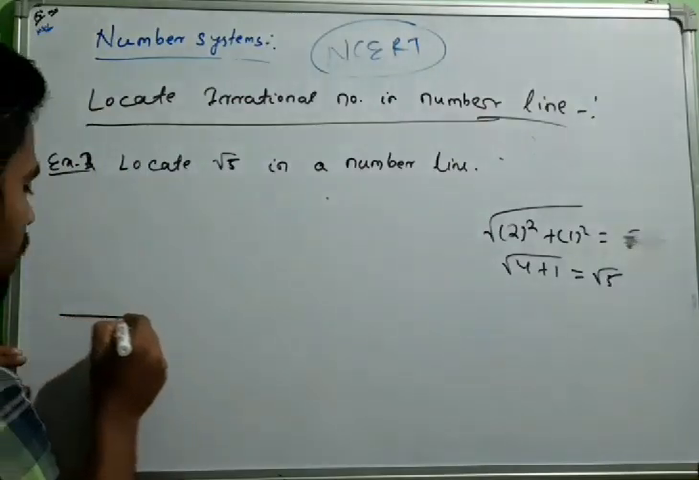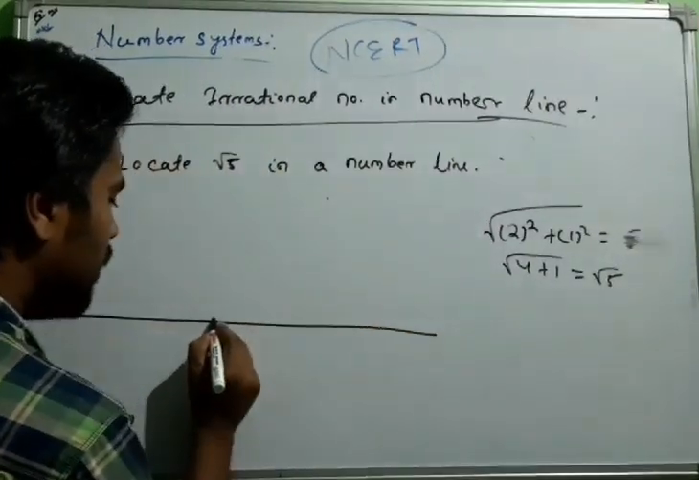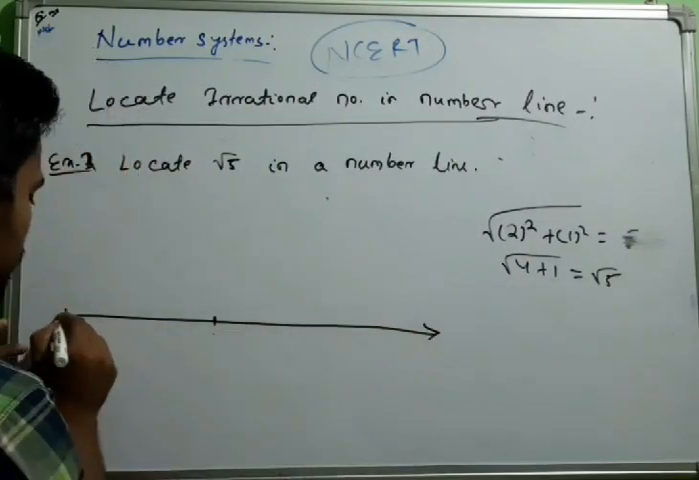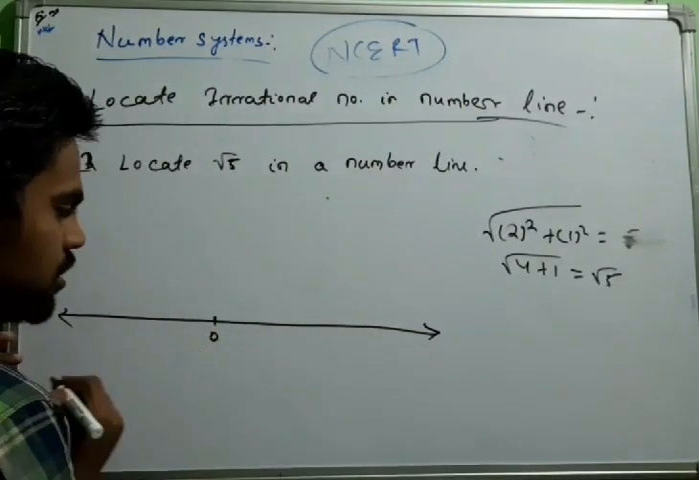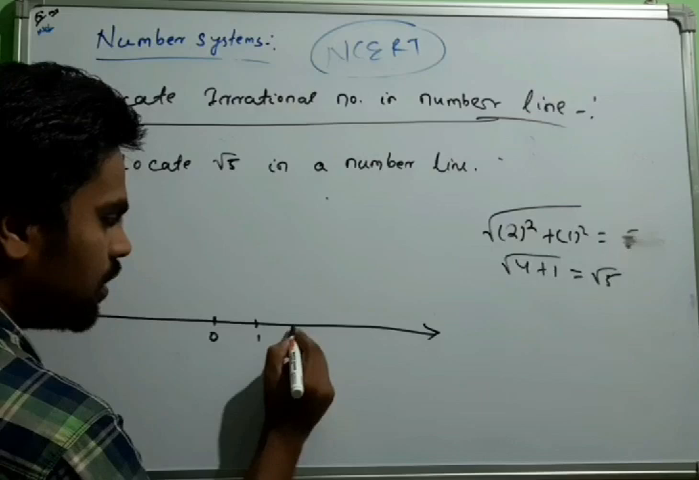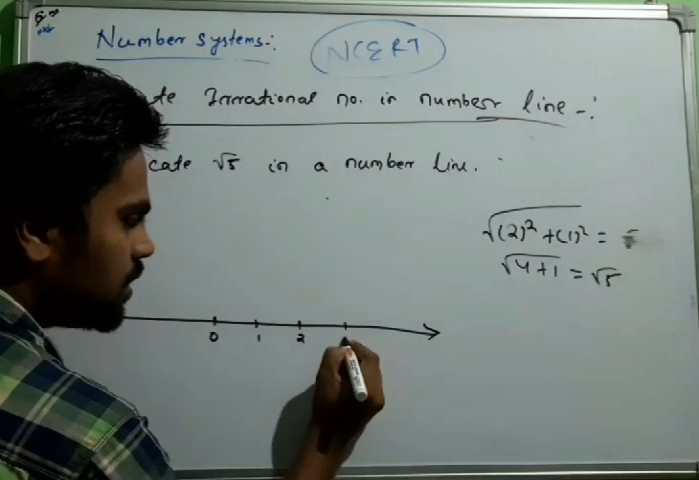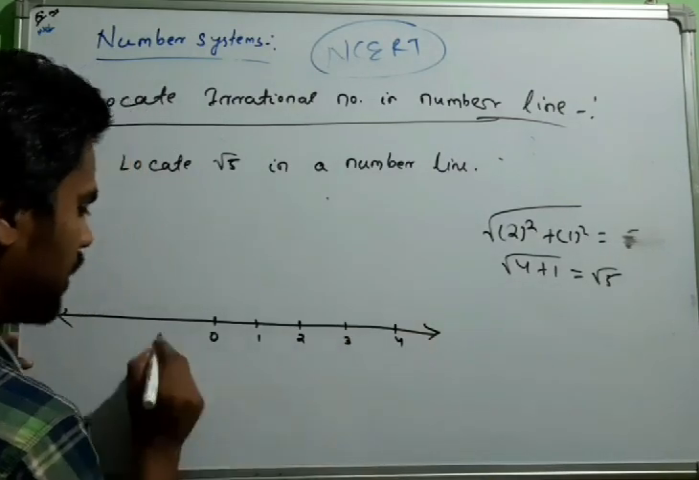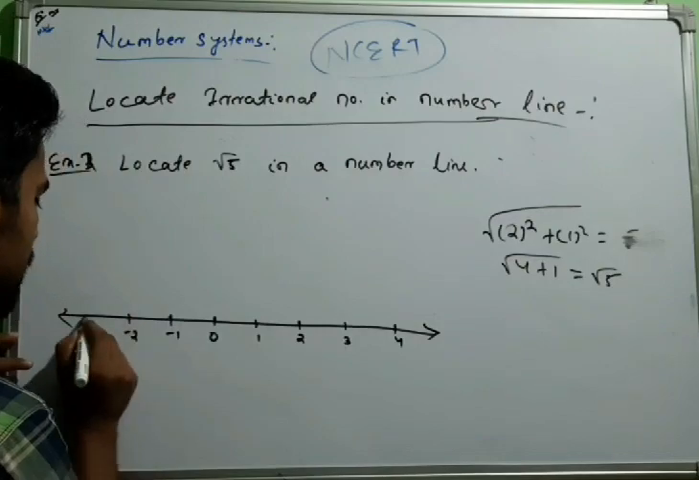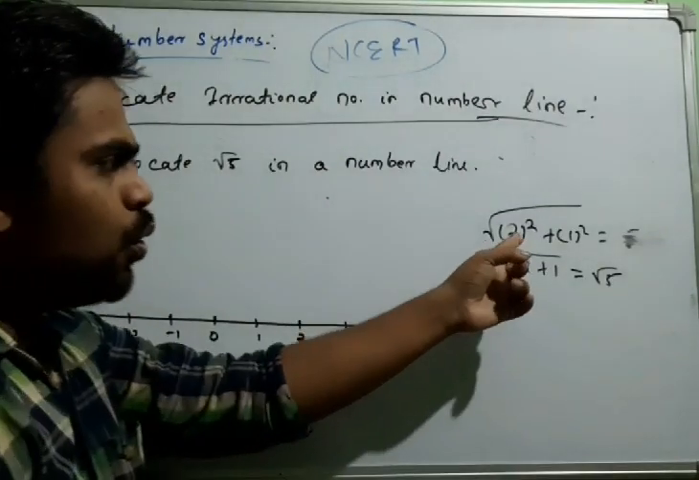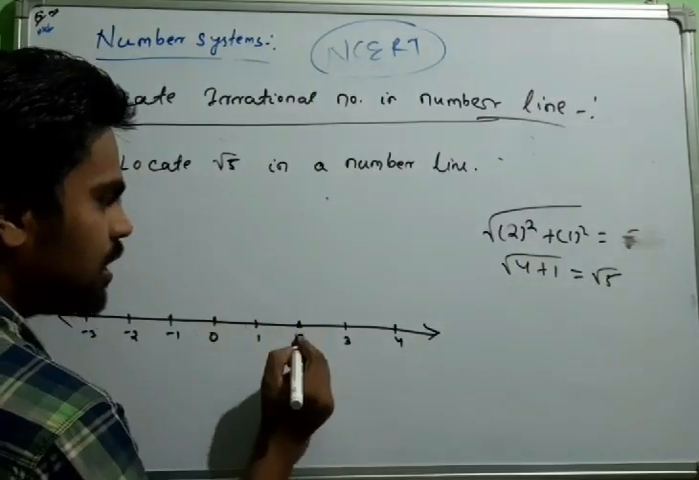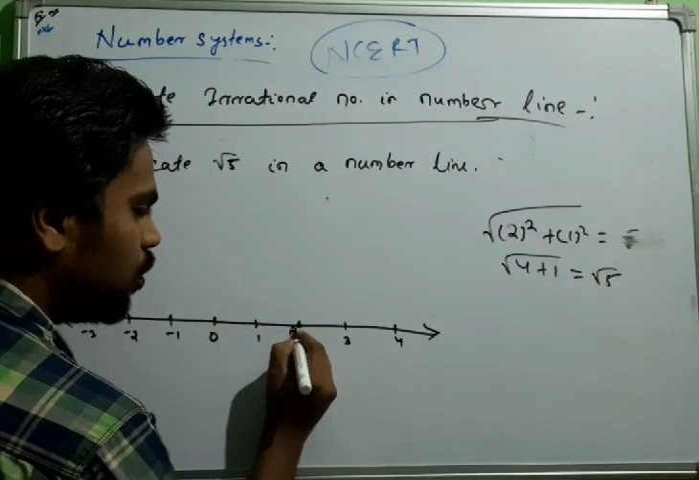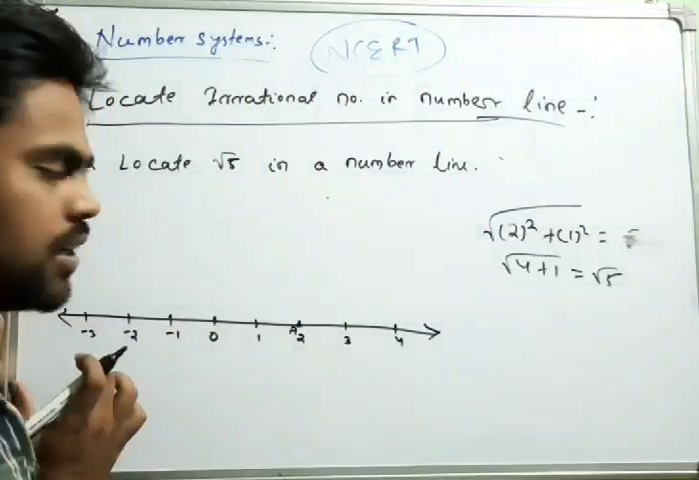Just see how I will locate it. So I will take the origin. This is a line you draw with your scale. Then you have to mark the origin 0. This is 1 unit, this is 2 units, this is 3 units, this is 4 units like this. This is -1, -2, -3 like that. So you require 2. You have to measure 2 units here. That is OA. From O to A, this is 2 units.